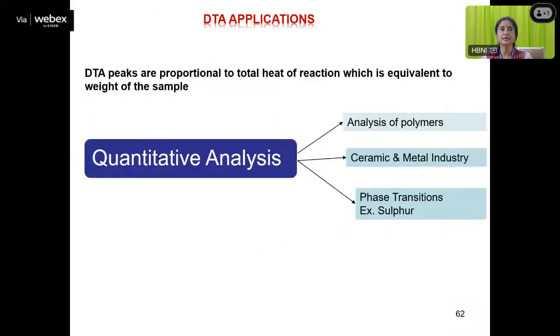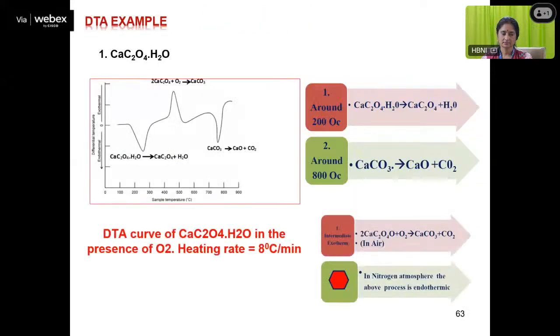Now DTA peaks are proportional to the total heat of reaction, which is equivalent to the weight of the sample, so it can be used for quantitative analysis. Examples are analysis of polymers, ceramics and the metal industry, and phase transitions, for example sulfur. You know that sulfur undergoes a phase transition, which is associated with some exothermic or endothermic parameters. So all that can be studied by DTA.